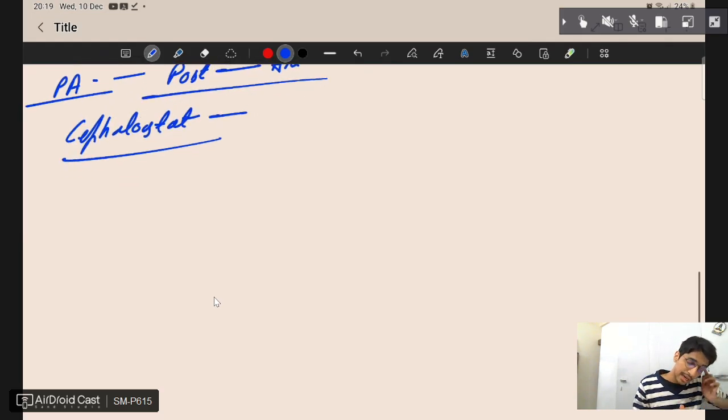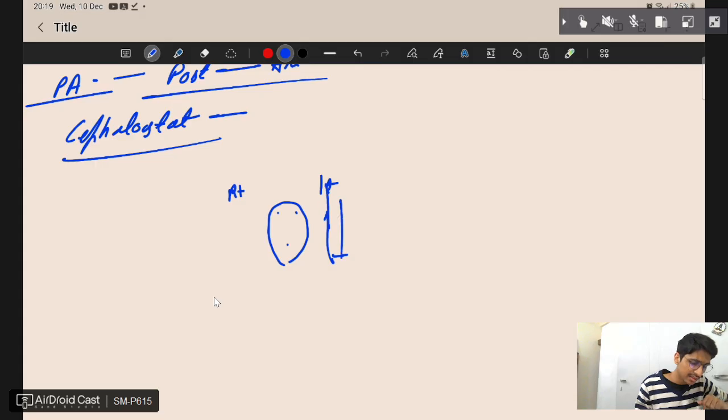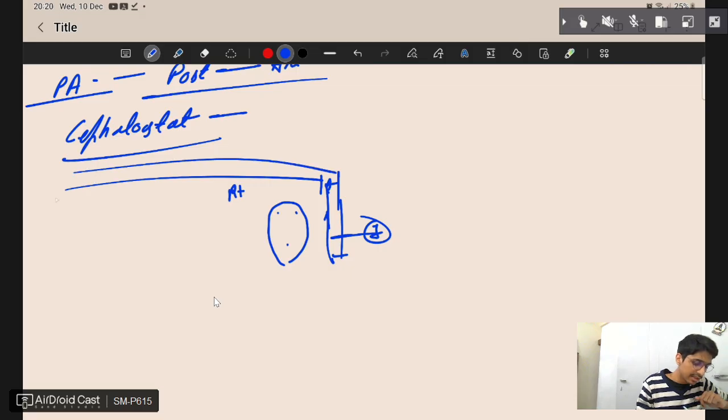What they ask is: what is the distance between the X-ray source and the patient? Basically, if this is our patient, this is his right side and this is his left side, and since this patient is standing on this side, this will be the image receptor. The distance between the image receptor and the X-ray source is computed from the mid-sagittal plane of the patient. So this will be his mid-sagittal plane, and this will be the distance from the X-ray source.